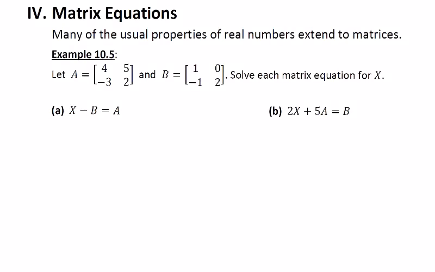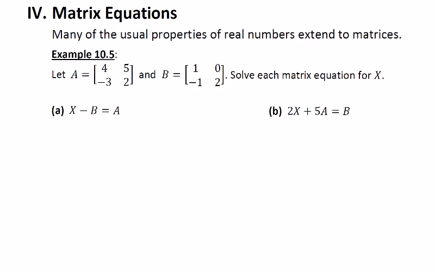In part 4 of section 10, we're going to discuss the notion of a matrix equation. You're familiar with equations when you're dealing with just real numbers and variables that represent real numbers. But here we're going to see equations written so that the variables represent a matrix, an unknown matrix for that matter. Now, as it turns out, many of the usual properties of real numbers will extend to matrices. I say many because not all of them do.